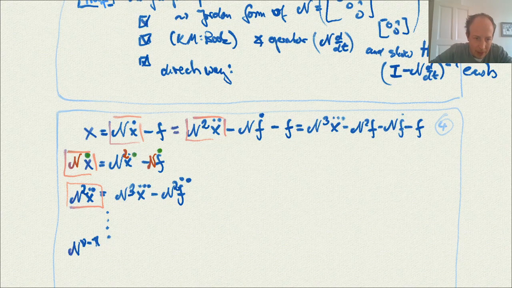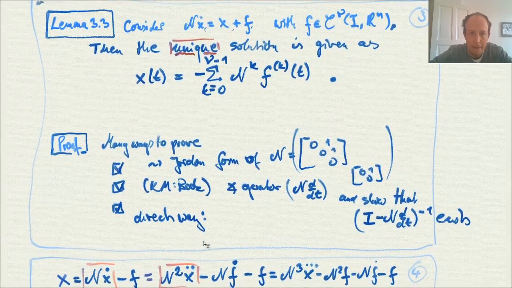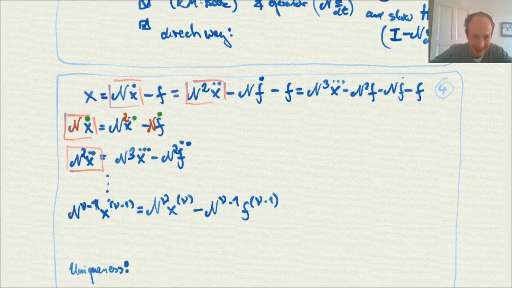And here we have n to the nu x, the nu-th derivative, minus n to the nu minus 1 f, and then the nu minus first derivative. Okay, and then we see that this here is 0 because nu was the index of nilpotency. I have to add this to the theorem in a second. So nu is the index of nilpotency, meaning this part is 0.